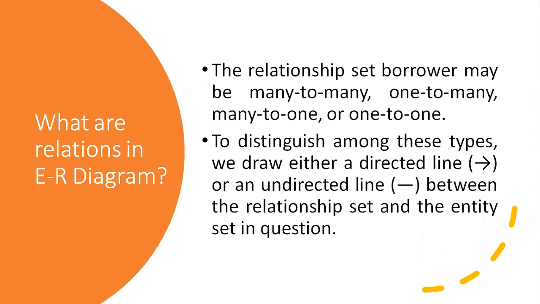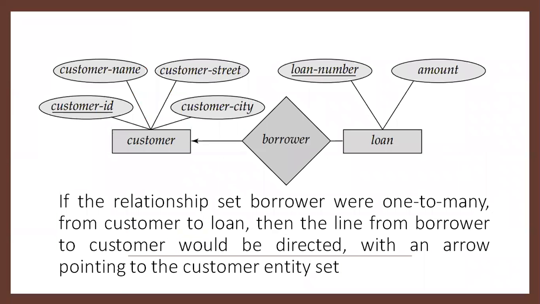So what are the relations in ER diagram? You already know the relationship set borrower may be many to many, many to one, or one to one. Now, to distinguish among these types, we draw either a directed line or an undirected line between the relationship set and the entity set in question. So, let us start one by one.